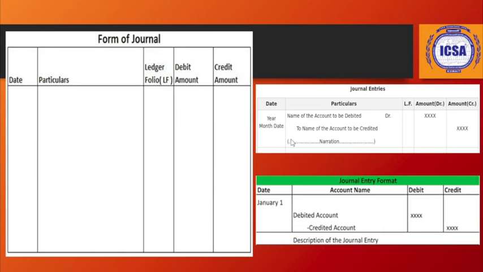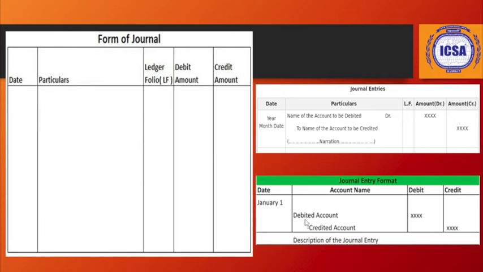What is this small part? This is called narration, and sometimes it is known as description. What is happening in the transaction will be written here in a brief statement. That's why it is called narration, or the description of the entry. Like here it is written as description of the journal entry, and here it is written as narration.